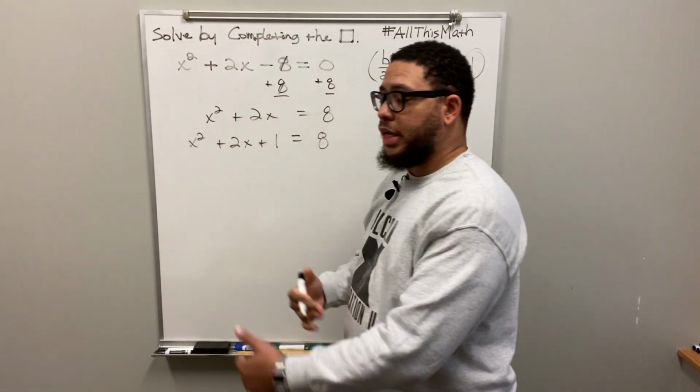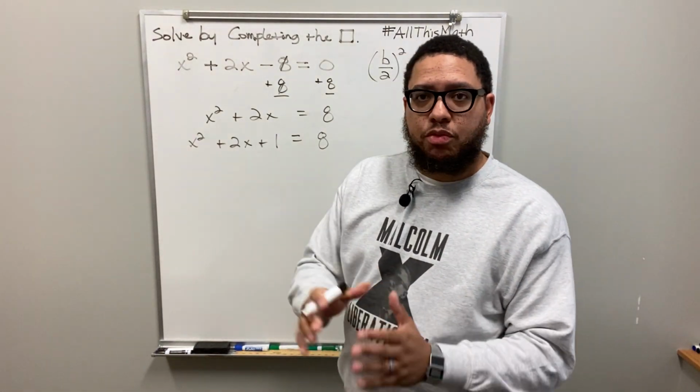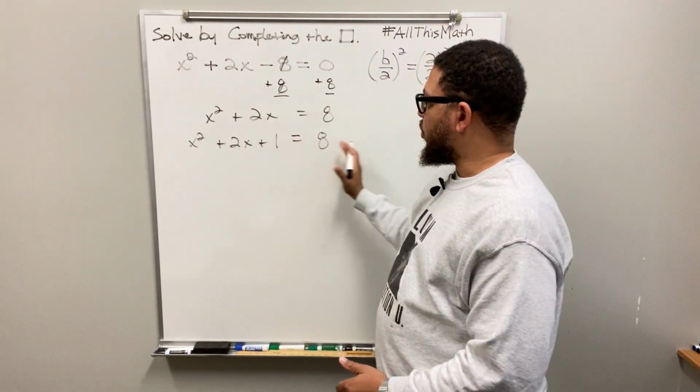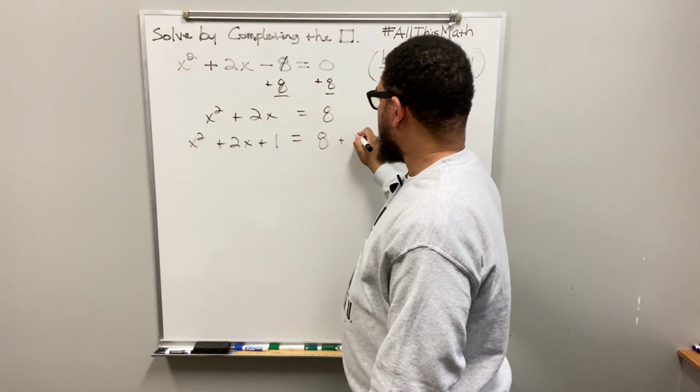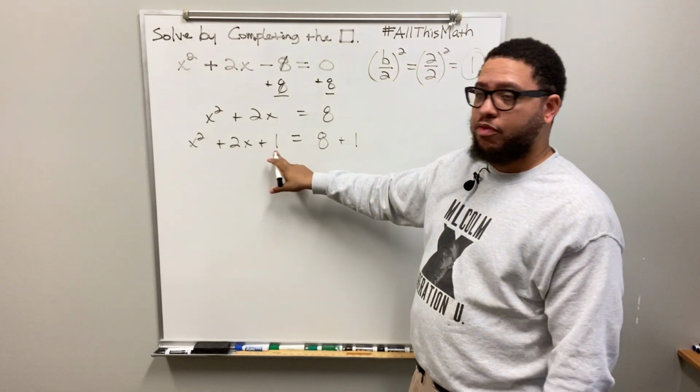But again, it's an equation. We've got to stay balanced. Just like in life, we should be balanced. If I add 1 on the left, I've got to also add 1 on the right side of the equation. So that's that. I added 1, I added 1. Where did this 1 come from?